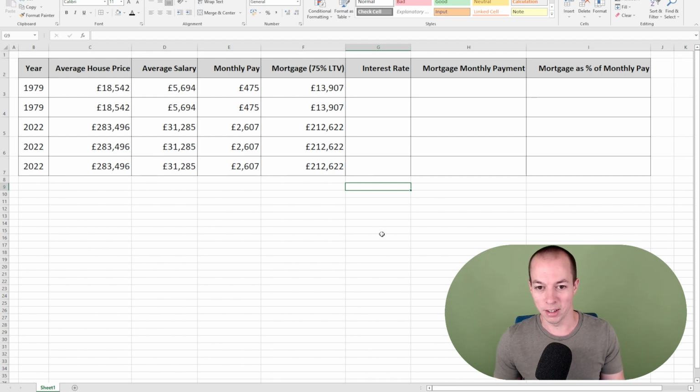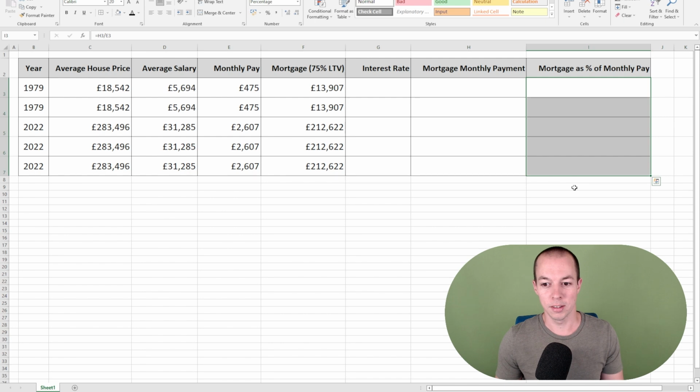So let's see what this actually means in terms of mortgage payments, and then what that means as a percentage of monthly pay, because this is the most important figure. This is what's going to give us a true reflection of how much it actually costs to own a house now versus what it used to cost back in 1979.